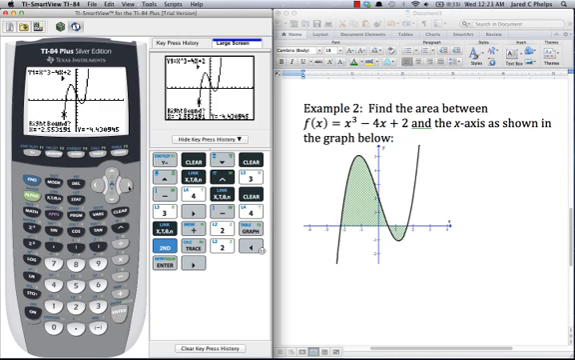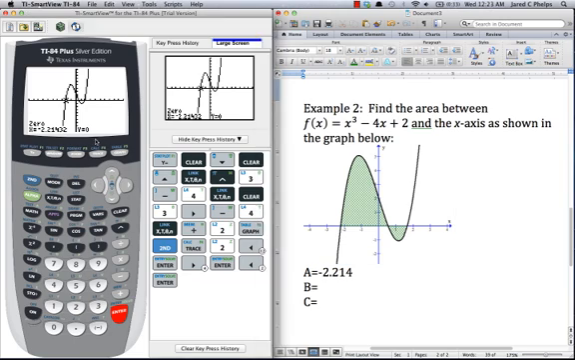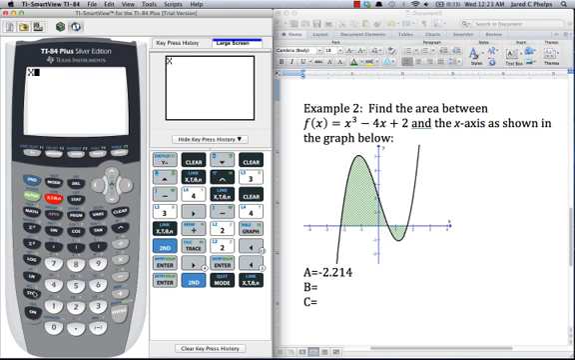Enter. For a right bound, you scroll over so you're to the right of it. Enter. And then same thing as before, you go with a guess, kind of in between. That first zero right there is going to be the first of these intersection points. So I'm going to say that A is negative 2.214. In a minute I'll find out what B and C are. But before I do that, we quit out of this and store it to A.